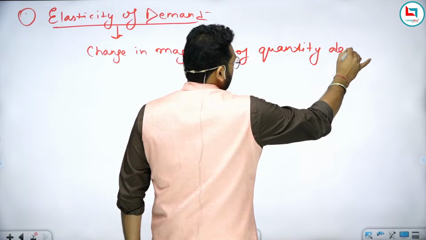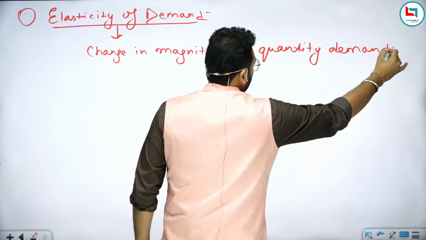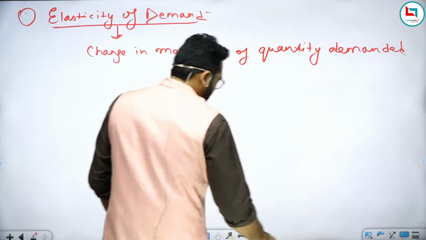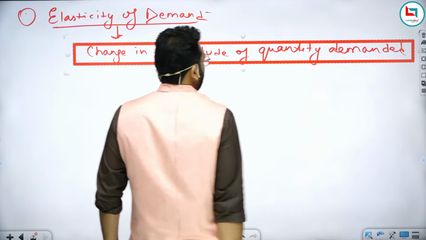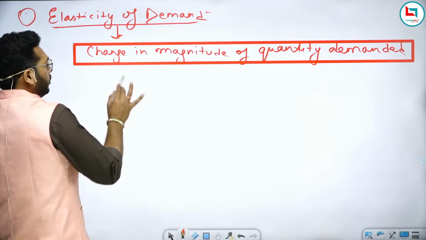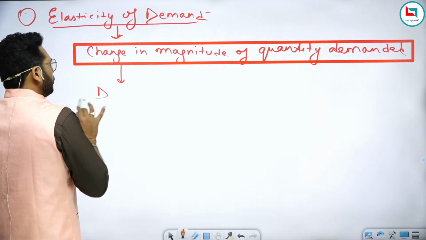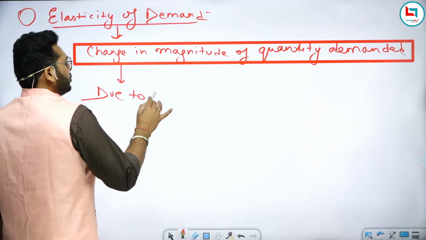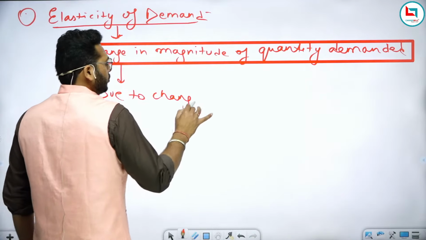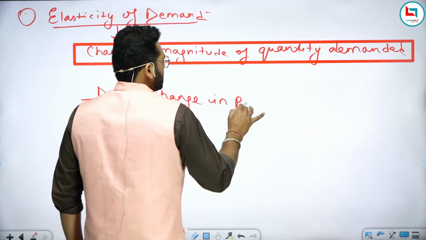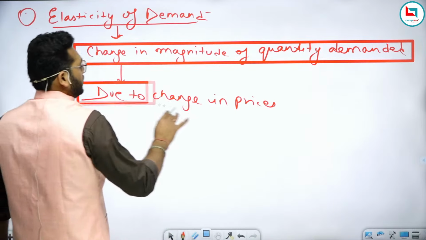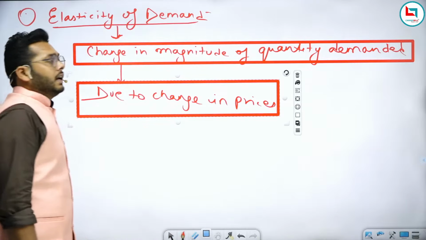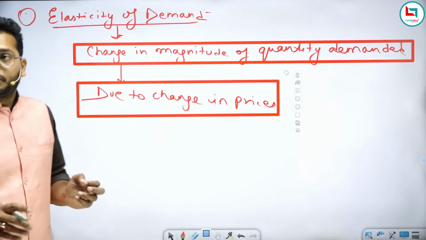Quantity demanded, right? The change in the magnitude of quantity demanded due to what? Due to a change in price. Change in the price. So this is what is called the elasticity of demand.